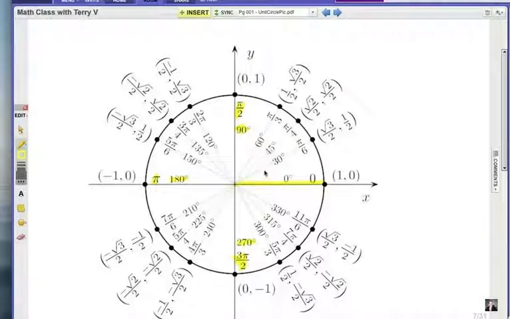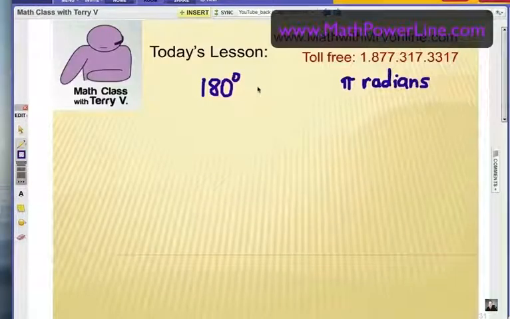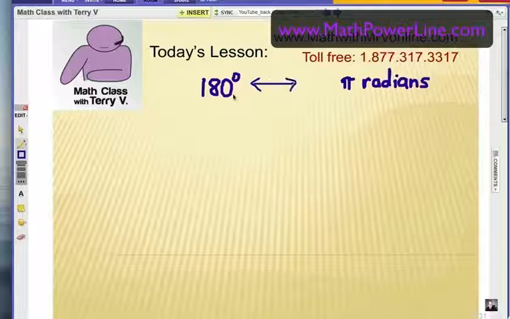So how do we convert from degrees to radians and radians to degrees? The only thing you basically have to remember is that 1 radian unit, which is pi, is equal to 180 degrees. This is the critical part to remember: pi is the same as 180 degrees. So the key to converting is to remember that 180 degrees is the same as pi radians.